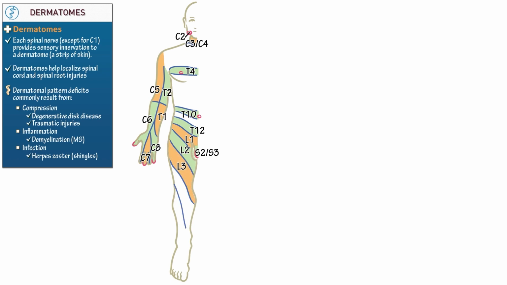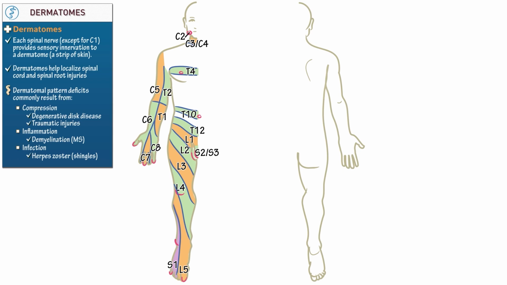Then show that L4 crosses the patella, that L5 covers the great toe, then that S1 covers the ankle and the little toe. Next, draw an outline of one half of the posterior aspect of the head and the body. First, show that the coccygeal nerve covers the anus, then show the dermatomal rings that surround it.